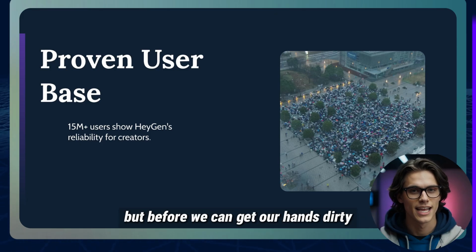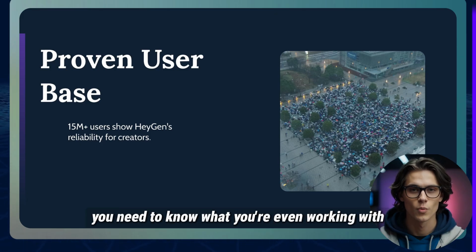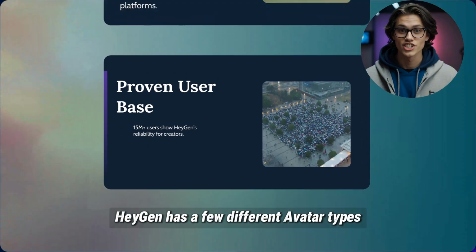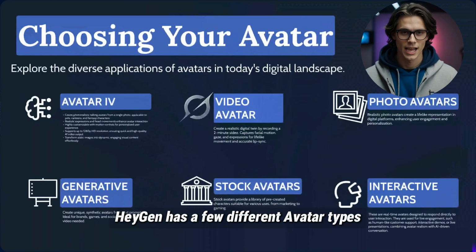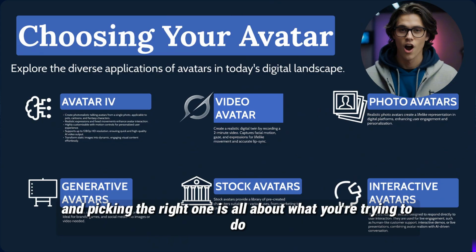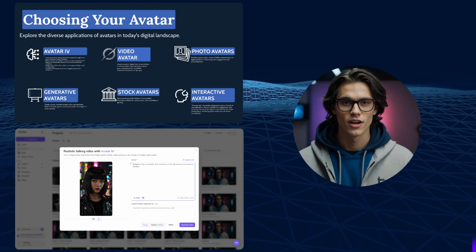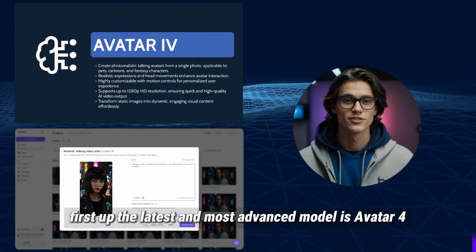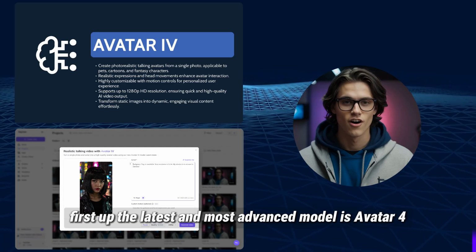But before we can get our hands dirty, you need to know what you're even working with. Heygen has a few different avatar types, and picking the right one is all about what you're trying to do. First up, the latest and most advanced model is Avatar 4.